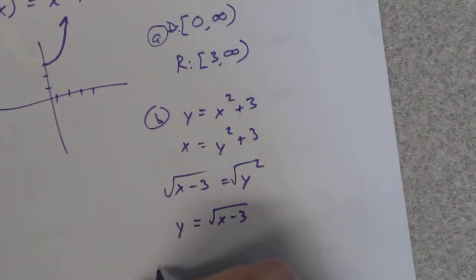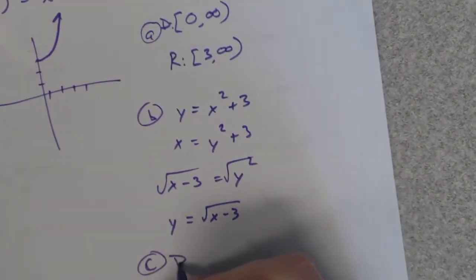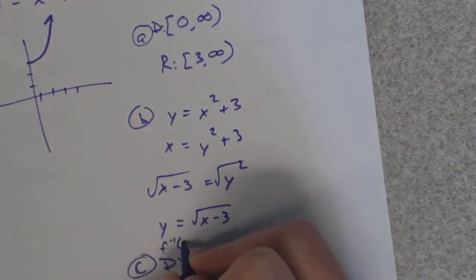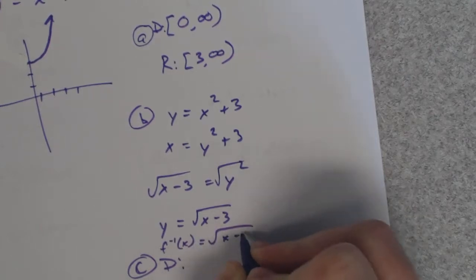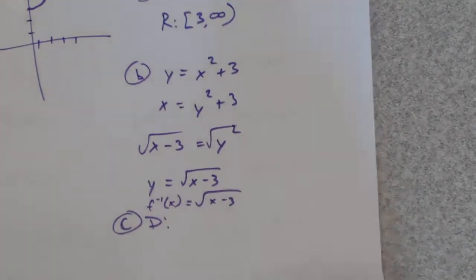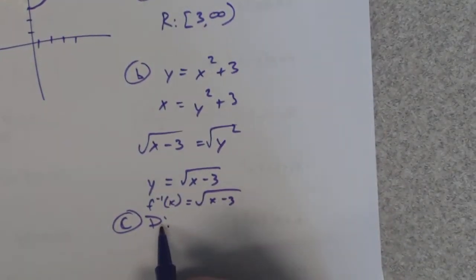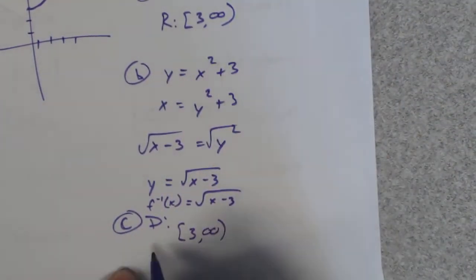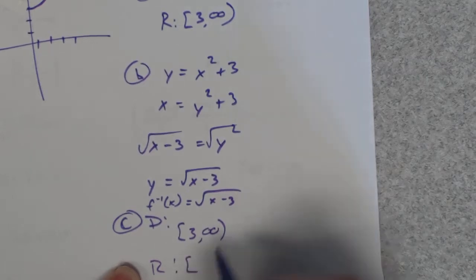So, part C, what's the domain of this? Oh, I'm sorry. First you write it as f inverse of x equals square root of x minus 3. You have to write that little inverse part there. Remember, our domain is the range of the original, and the range is the domain.